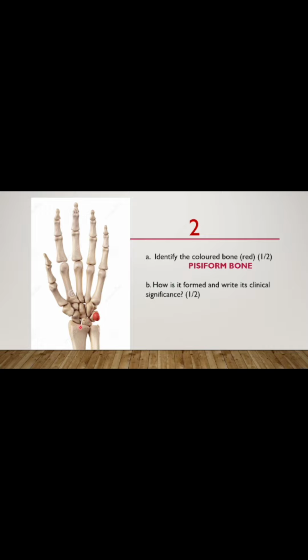They are arranged in two rows, that is proximal row and distal row. Proximal row from lateral aspect onwards you can see the scaphoid, lunate, triquetral and pisiform. And the distal row from the lateral aspect you can see trapezium, trapezoid, capitate and hamate. So you have identified the bone as the pisiform bone. Now how is it formed? It is a sesamoid bone in the tendon of flexor carpi ulnaris muscle.